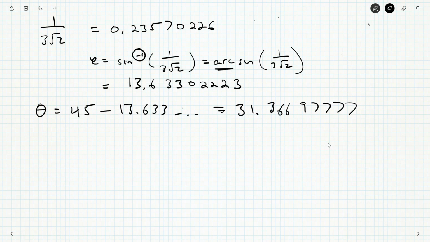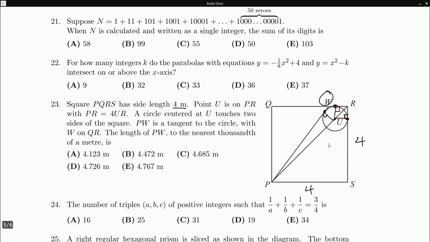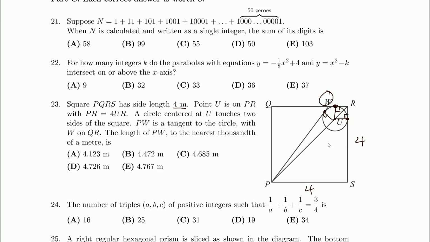31.366977777. Okay. And we want 4 times tan of that. So that'll be, and then we press tan. I get 0.609 something, multiply that by 4, and I get 2.438447, and that seems a little low. Yeah, none of my answers are that low. So what, if anything, have I done wrong?